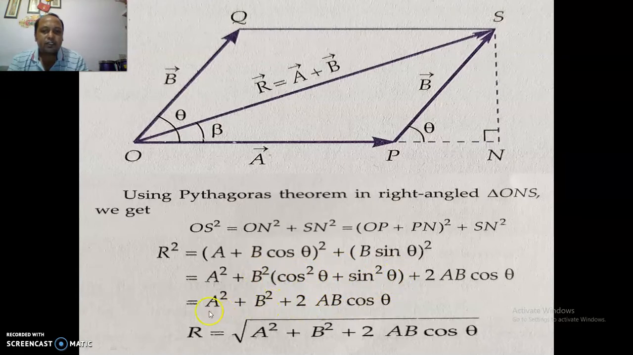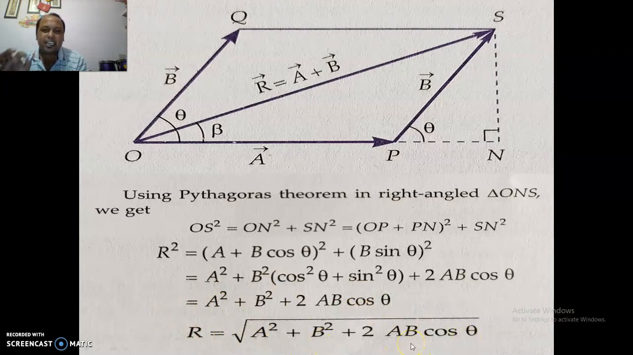So we have the final relation for R square, that is resultant square. OS square is actually R square. So R square is A square plus B square plus 2AB cos theta. So the value of R will be given by root over A square plus B square plus 2AB cos theta.